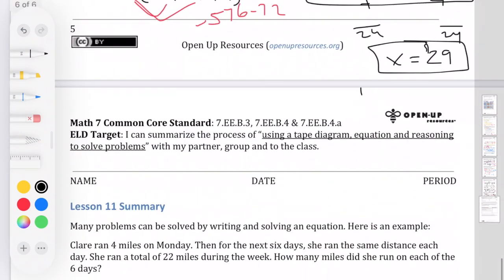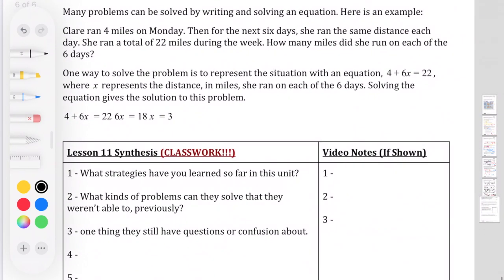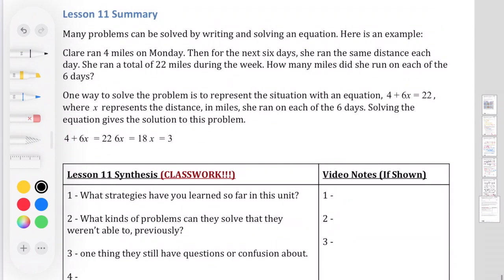So now here as we go through, I want you to read our lesson summary and then do our lesson synthesis. It asks you 3 questions. What strategies have you learned so far in this unit? What kinds of problems can you solve that you weren't able to previously? And then one thing you still have questions or confusions about. Take a second, go ahead and answer those.